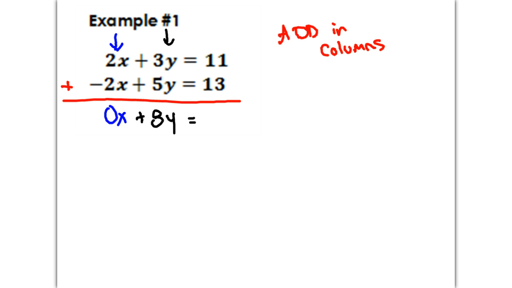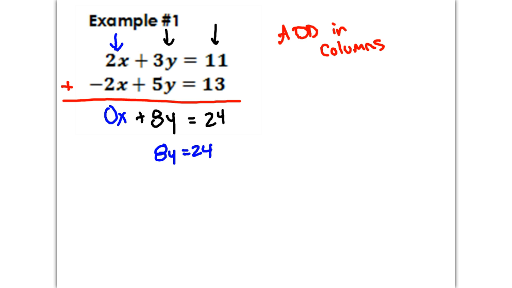This is kind of the first time we've really ever added in column format like this. The next one would be adding 11 and 13, and that's 24. So what you'll see when we added these columns together, notice all the x terms, y terms, and number terms are all lined up. We have 8y equals 24, and we've already gotten rid of our x by doing that.